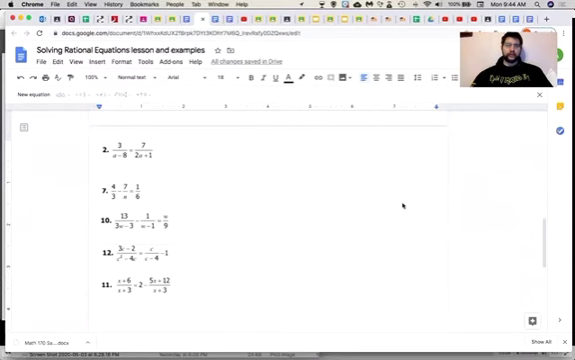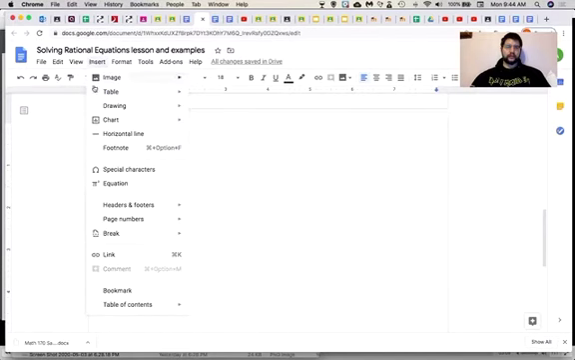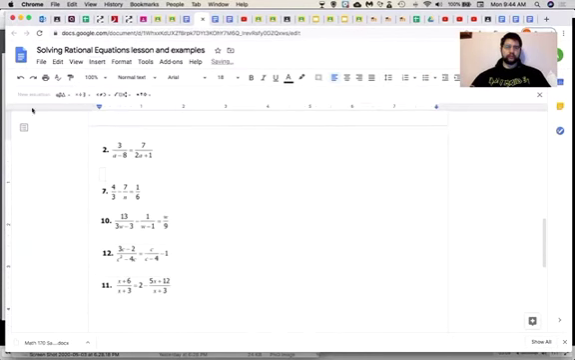All right, so let's go through a few examples on solving rational equations. I'm going to try and make this quick. I already have my equation bar up from earlier, but if you don't have it up, you can go to Insert, Equation. That pops up your equation bar.